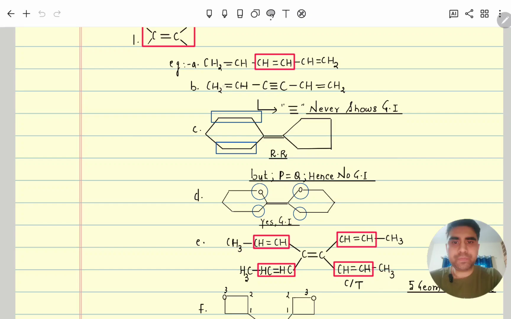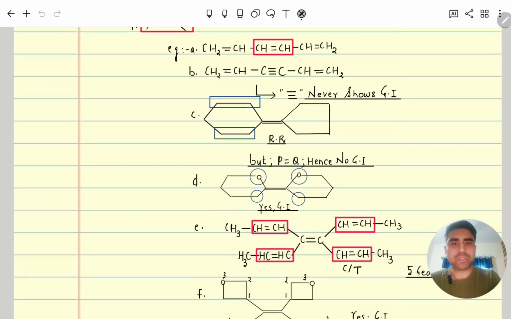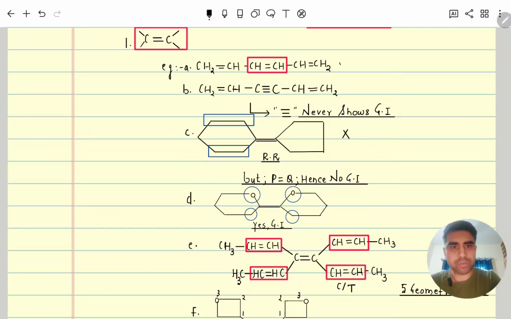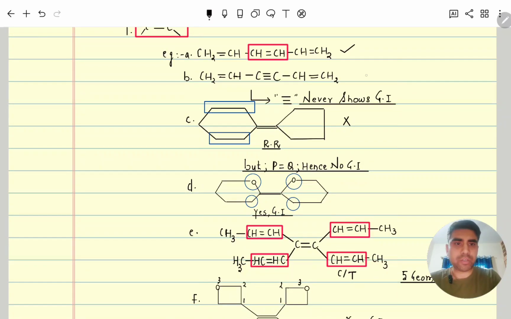Next, again this double bond will not show GI, and a triple bond never shows GI. Now coming to this system, again there is restricted rotation, but here P and Q are the same, and R and S are also the same, so it will not show GI. So this one won't show GI, whereas this one will show GI. Similarly, this one is also not showing GI.